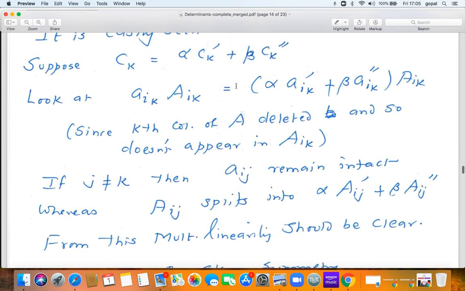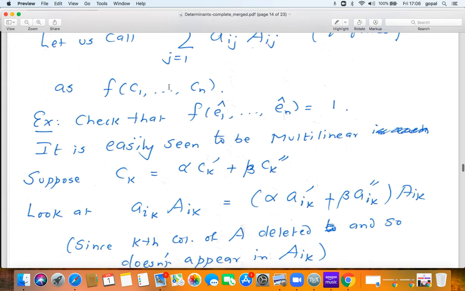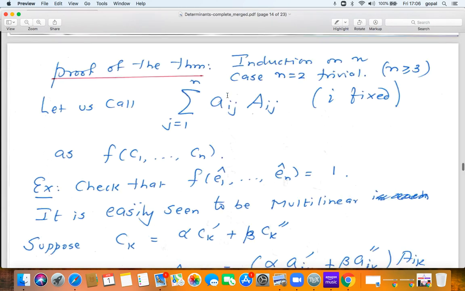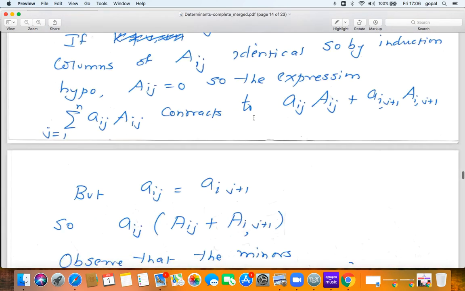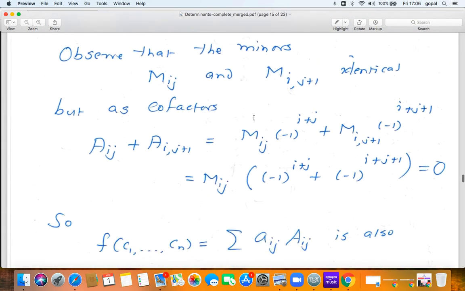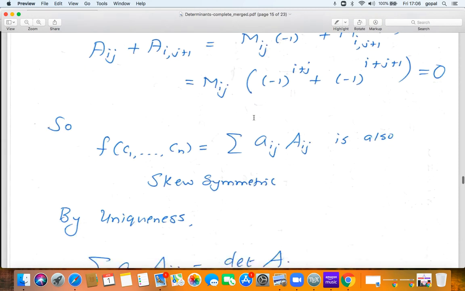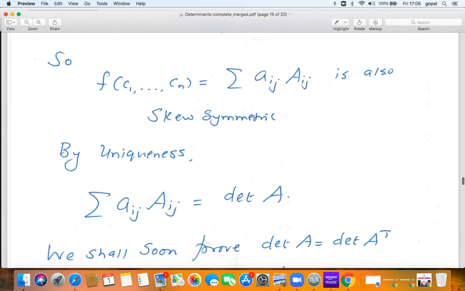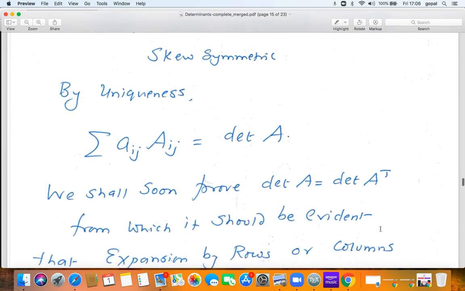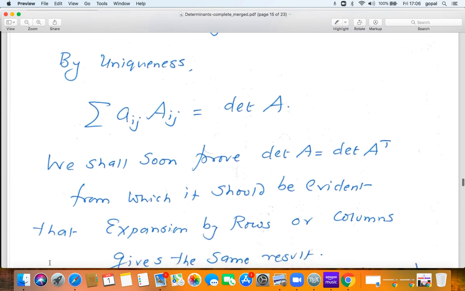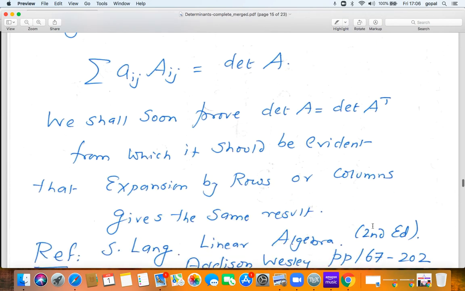So with the second fundamental lemma, f is skew symmetric, and so by the uniqueness, this must be the determinant. And we have completely established the theorem that you'll get the value of the determinant when you expand it using any row. We shall soon prove that determinant of A equals determinant of A transpose, from which it should be evident that expansions by rows or expansions by columns give the same result.